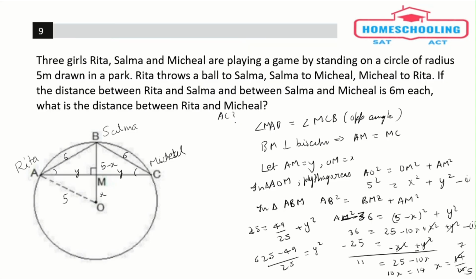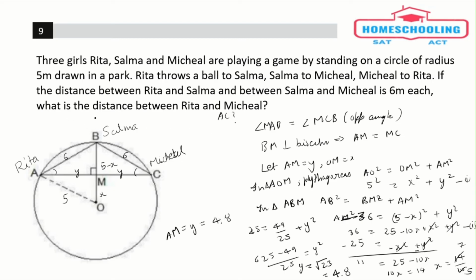So after solving, we find y is equal to under root 23. Under root 23 would be 4.8. So y, that is AM, is equal to 4.8.